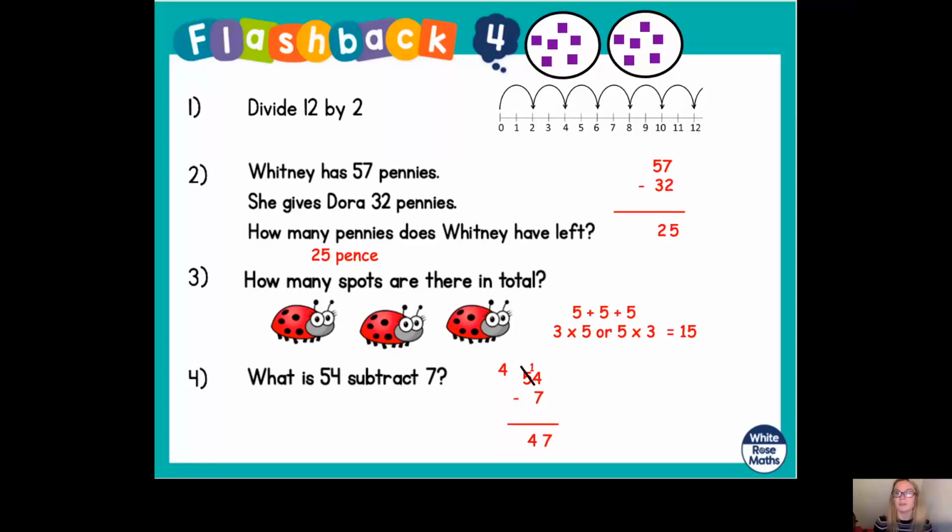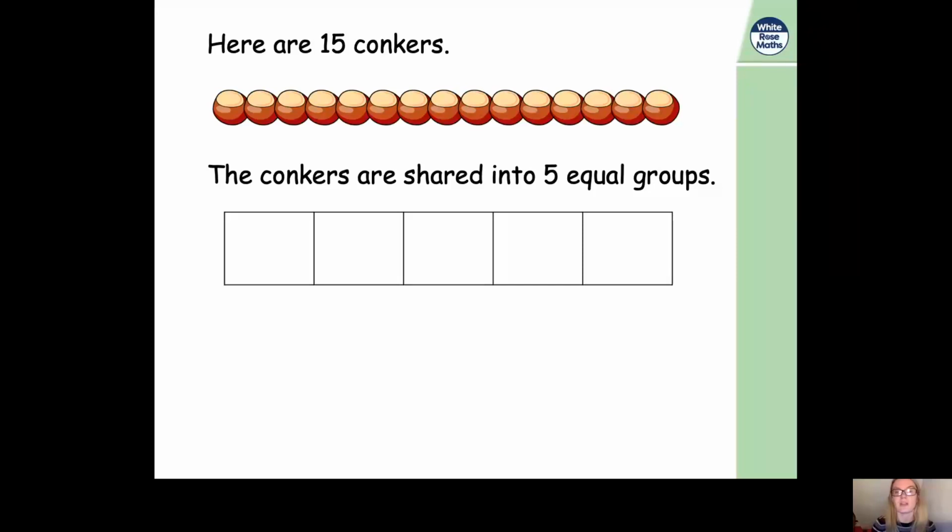Now let's move on to today's learning. So here we have 15 conkers, okay? Can you see the 15 conkers? Now we have 2 methods that we could use here. We could use grouping or we could use sharing, but let's see what the question asks us.